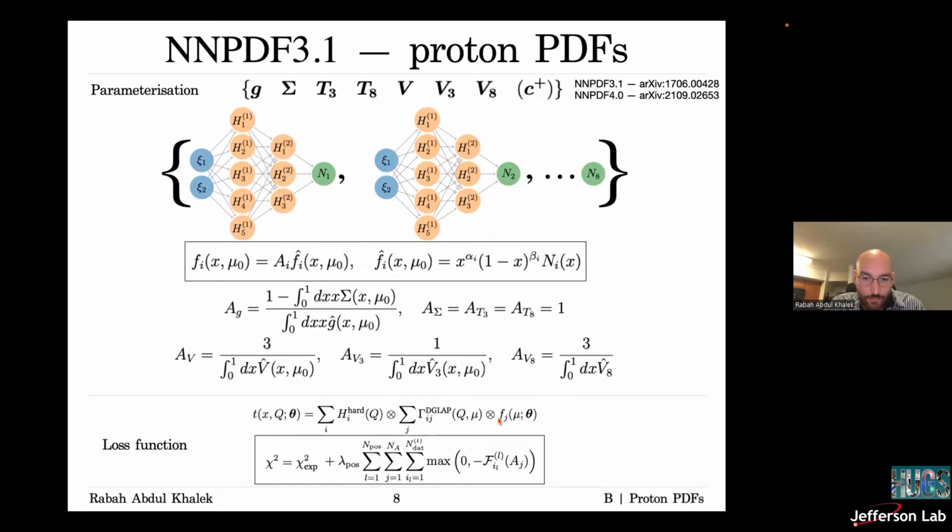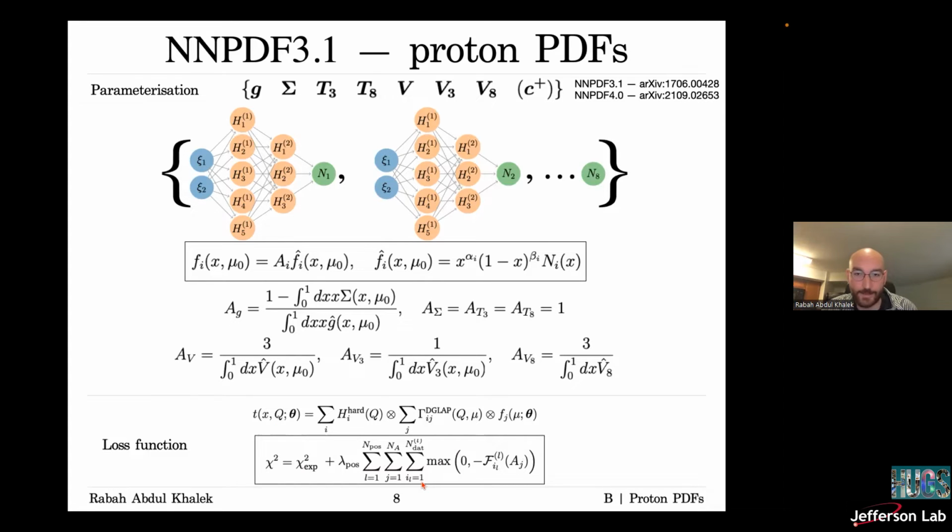I won't dive in more than that, but you can ask me a question. This would be the loss function. It's a chi-squared of the experimental data: the theory prediction minus the data, over the uncertainty, plus a Lagrange multiplier, which I explained in the previous section, where we impose that all the observables computed from the neural network have to be positive, because all physical observables always have to be positive, right? So you impose it as a constraint.